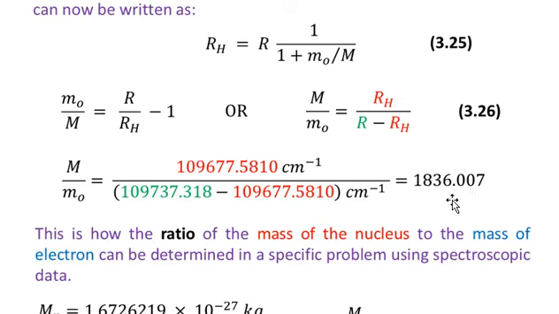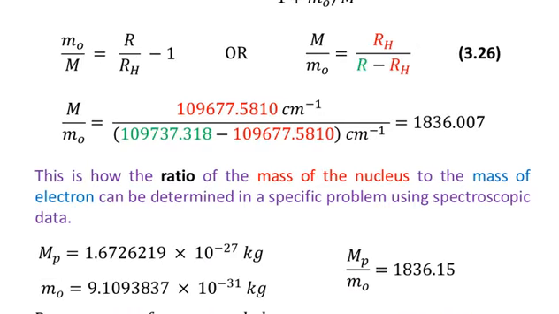1836.007. And this is well known, the ratio of the mass of the nucleus to the mass of the electron in a hydrogen atom. Since in a hydrogen atom the mass of the nucleus is equal to the mass of the proton, you can say that this is the ratio of the mass of the proton to the mass of the electron, which is a well documented quantity, and this is 1836.007.